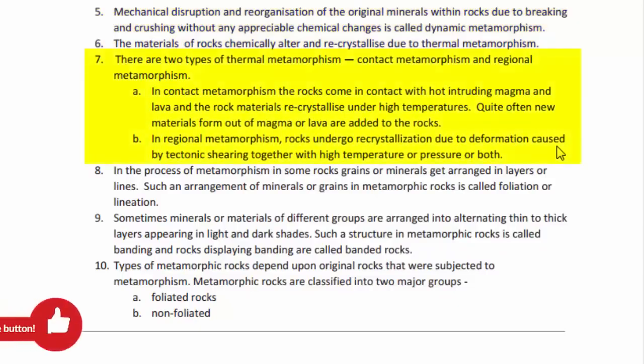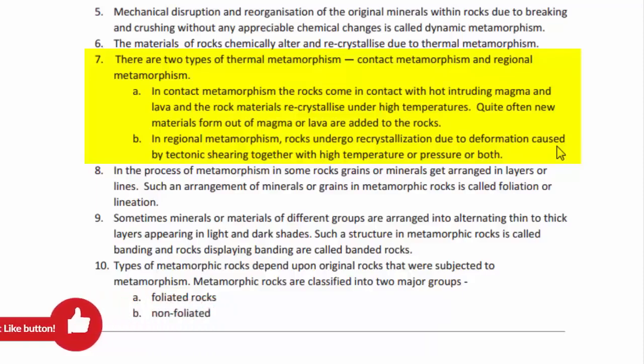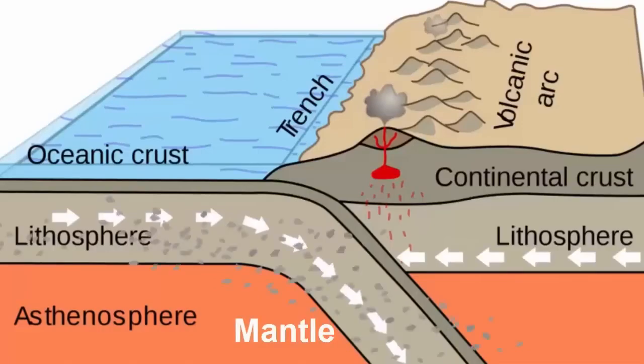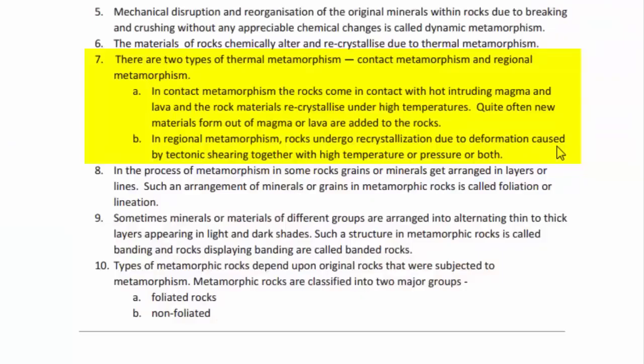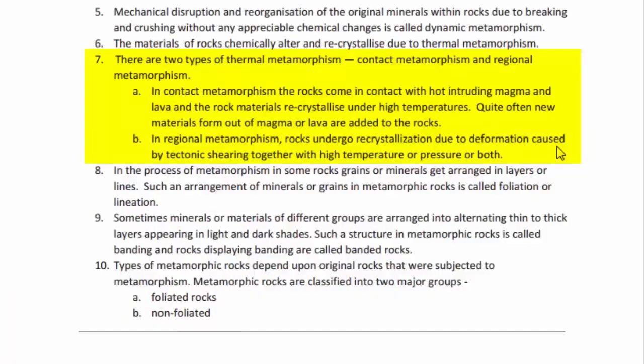Now under thermal metamorphism, there are two types. One is contact metamorphism and the other is regional metamorphism. To understand this, I'll do an illustration. So far we know that rocks make it to the interior of the earth due to tectonic activities, right? Now when the rocks are under the crust, contact metamorphism refers to the point where these rocks come in direct contact with hot magma and lava. So this is going to melt the rocks and recrystallize them in a different form. So this is contact metamorphism.